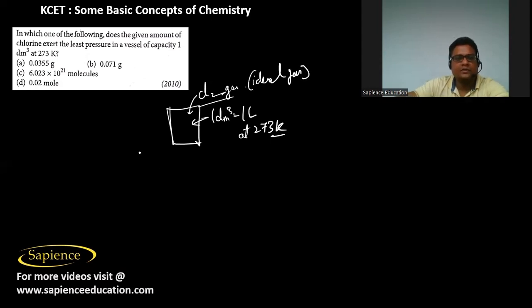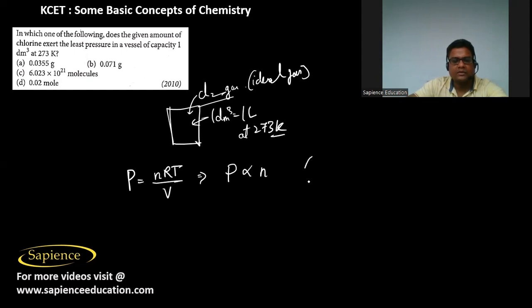Now we know that pressure is given as nRT by V. The volume has been given, the temperature is given, and we have to find the number of moles. Here the temperature and the volume are the same. Therefore the pressure will be proportional to the number of moles, since V and T are kept constant.